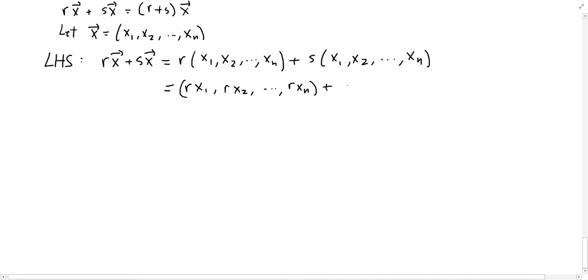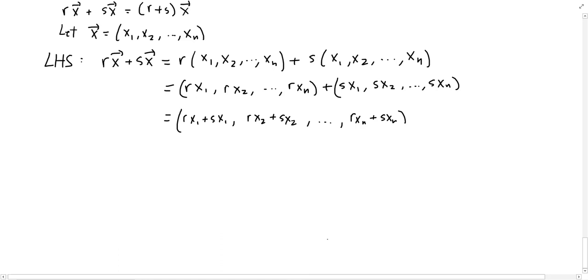And this here becomes S times x1, S times x2, to S times xn. So now I multiply both of these scalars into the vector. So now I have two vectors. Now what am I going to do with these two vectors? Well, I'm going to add them together. So when I add them together, these two vectors become rx1 plus sx1, rx2 plus sx2, and then dot dot dot to rxn plus sxn.